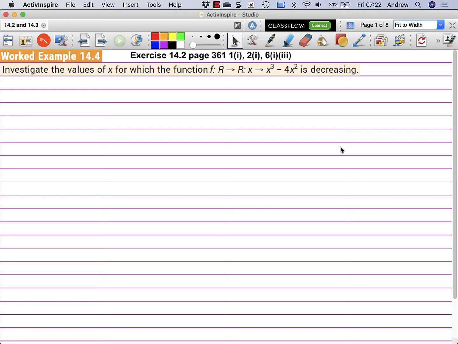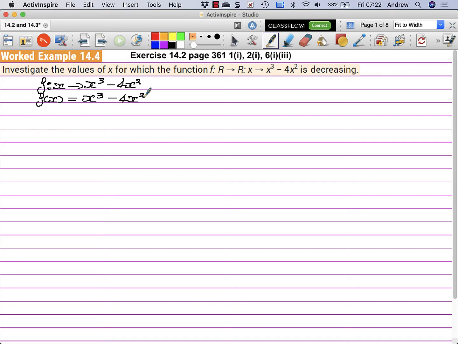Okay, so first of all we have to investigate this function, so we need to write down what this function is. So we've got f double dot x becomes x cubed minus 4x squared. So the function is going to be f of x is equal to x cubed minus 4x squared.